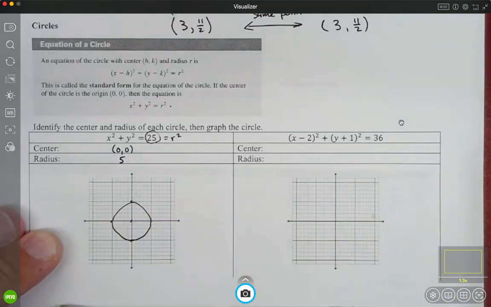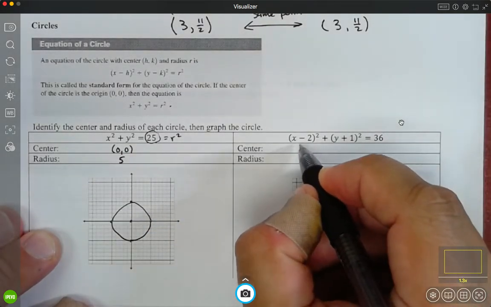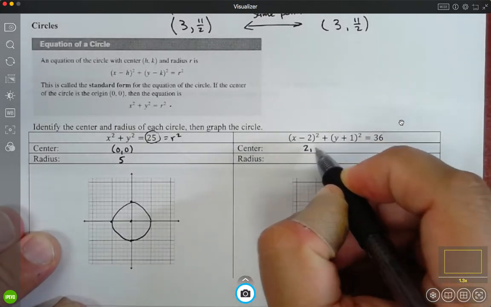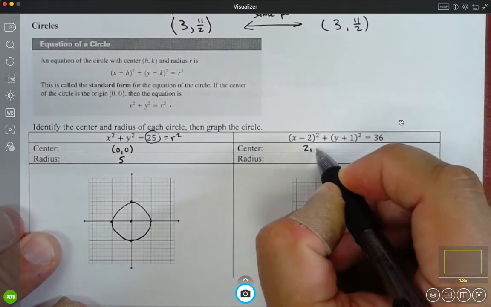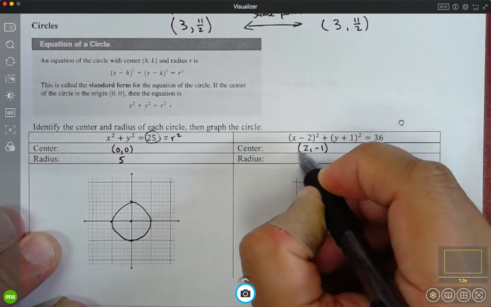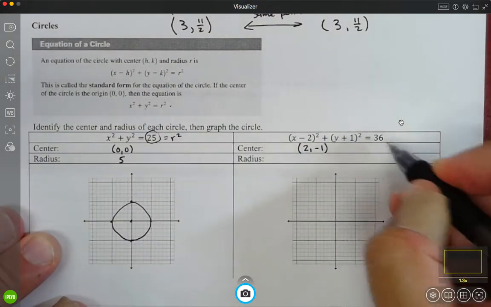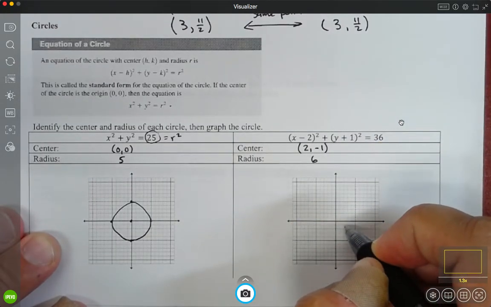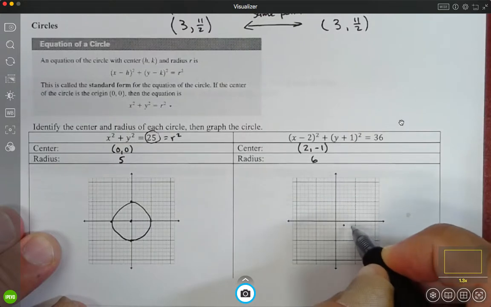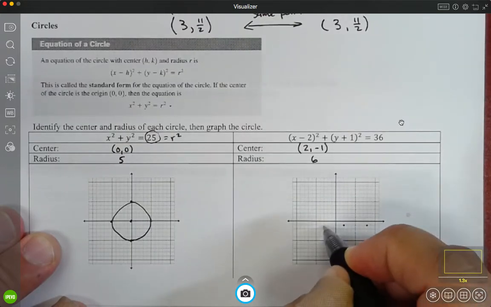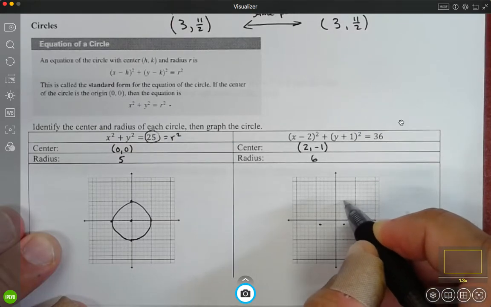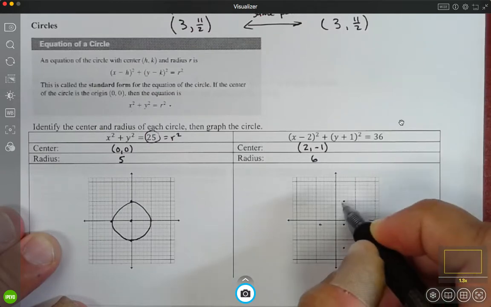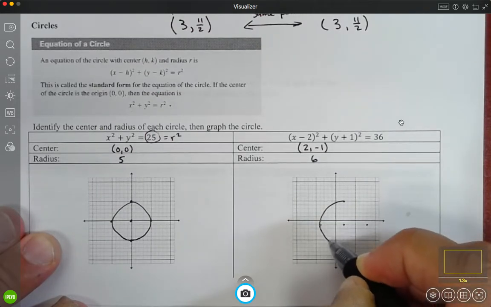Okay. Now this one is a little bit more complex because it's got a center that's not 0, 0. So x minus 2 means 2 is the x coordinate of the center. Y plus 1 means the opposite. Negative 1 is the y coordinate of the center. Then we take the radius, the square root of 36, which is 6. So then I go 2, negative 1, there's my center, and I go 6 this way, and 6 this way, and 6 this way, and 6 that way. And there is my circle.